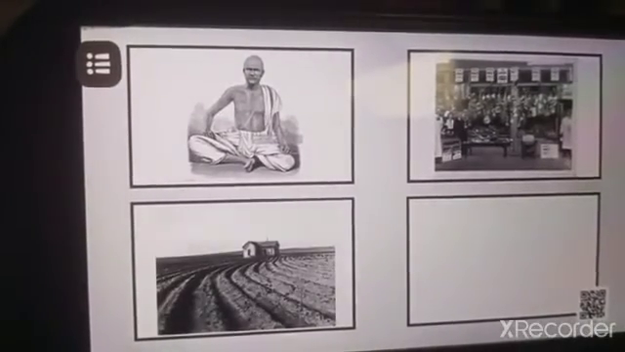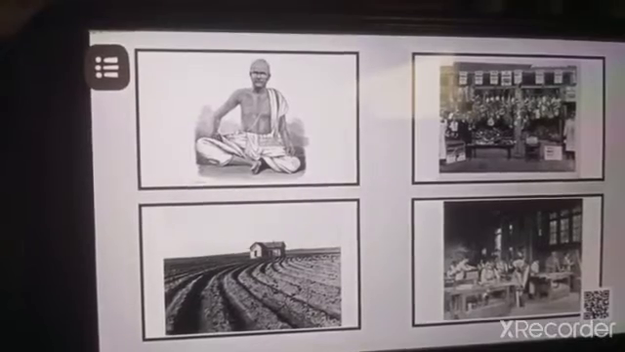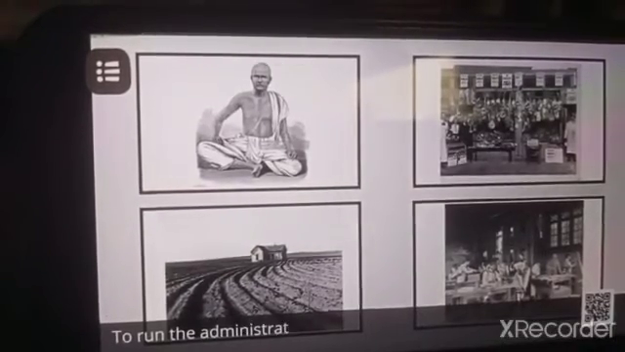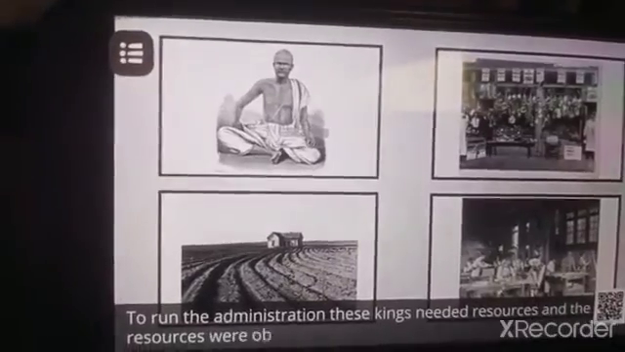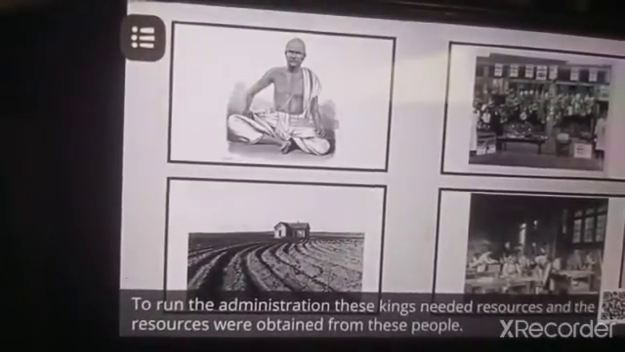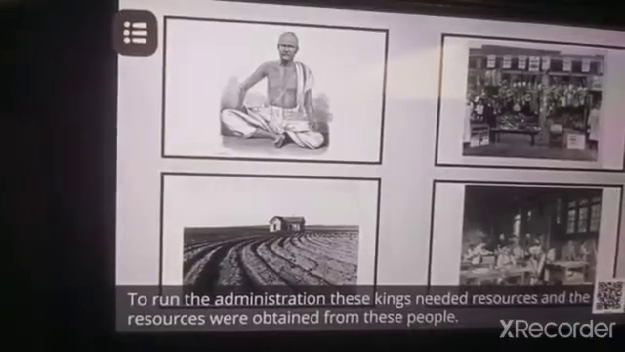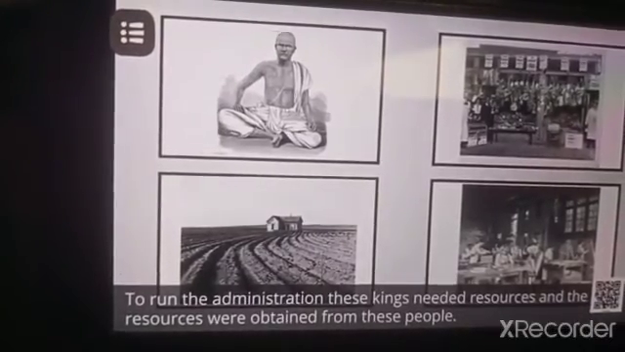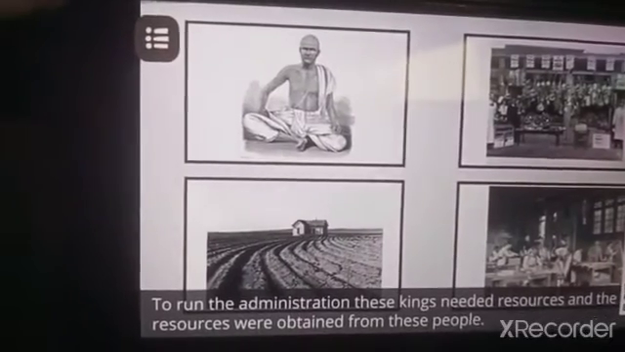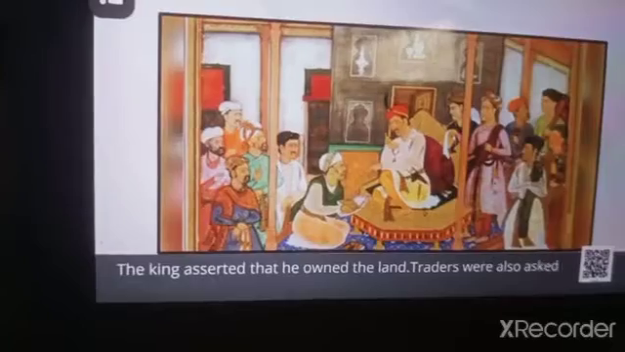But in reality, they shared their power with their samantas as well as with the associations of brahmanas, traders, and peasants so that they could run their kingdoms efficiently. Children, to run the administration, these kings needed resources, and the resources were obtained from these people only. Peasants, cattle keeper, artisans were often persuaded or forced to give part of what they produced. Sometimes this share was claimed as rent because the king asserted that he owned the land.